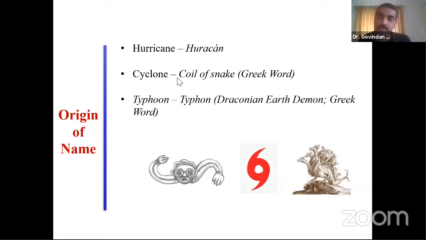Then the word cyclone means coil of snake. It is a Greek word, coined by Henry Piddington. That's the meaning of the word cyclone.